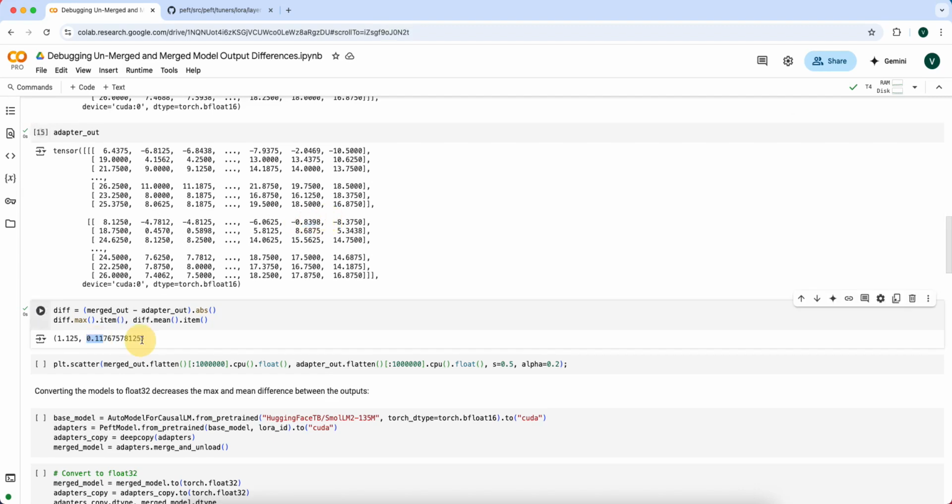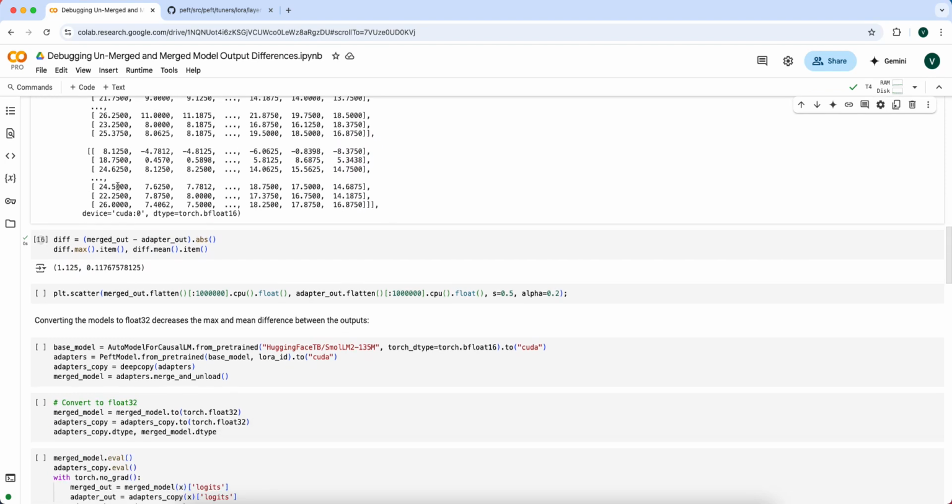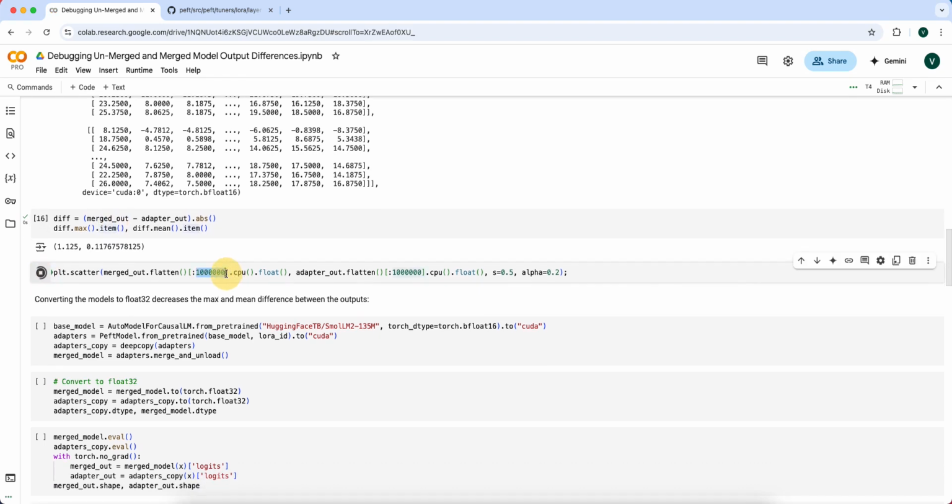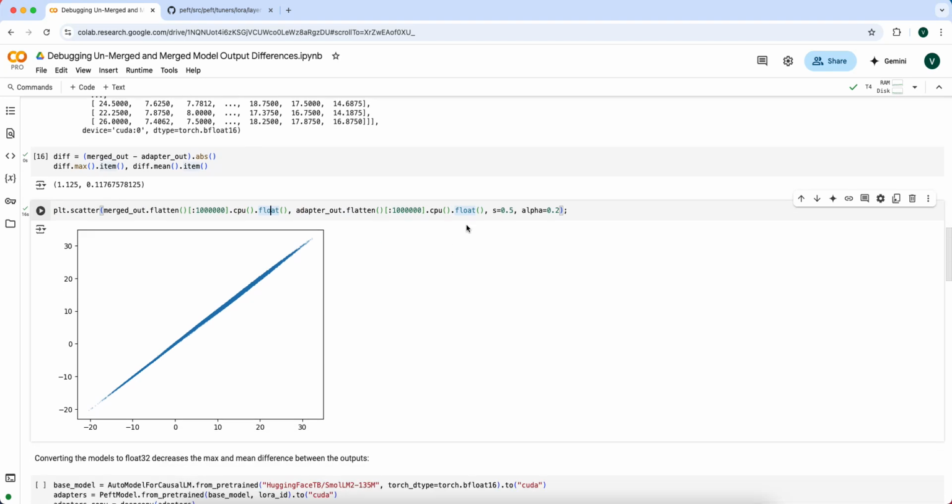The absolute mean difference is about 1/10 of one of these activations. So these logits are considerably different. And I'm going to run this scatter plot. I'm going to do it on the first 1 million values because 56 million is too large for this T4 instance and it crashes out the RAM. Then I have to make sure that it's in float32, set the size of the marker, and I've turned alpha on to 0.2 so we can better visualize the discrepancy between these two tensors of logits.